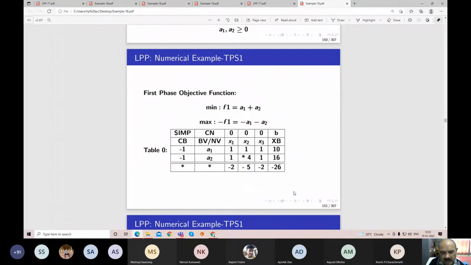Okay. It is now -26. We cannot move with this data. So we would like to have our usual simplex operation. Okay. This table is clear.